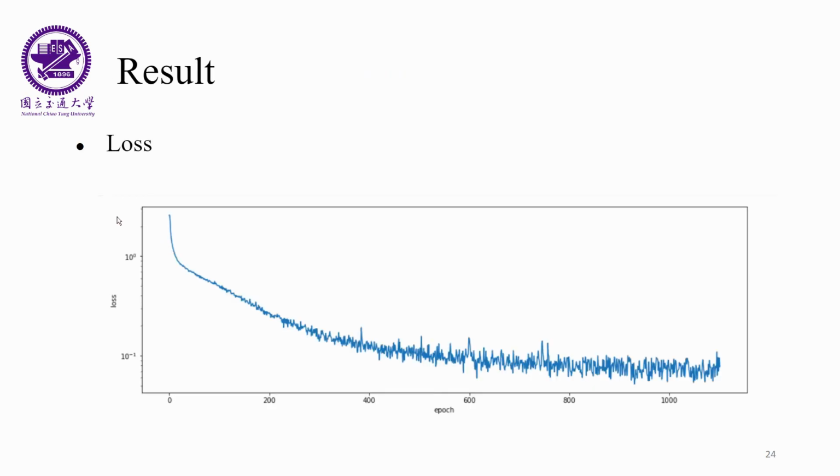And this is the cross entropy loss of one of our models. We can see that as our training process goes on, the cross entropy loss is really decreasing, so the model is really learning. Okay. Now we're going to demonstrate the music we generated.